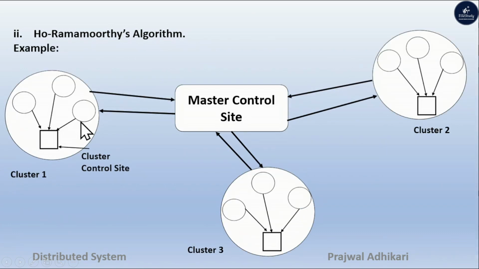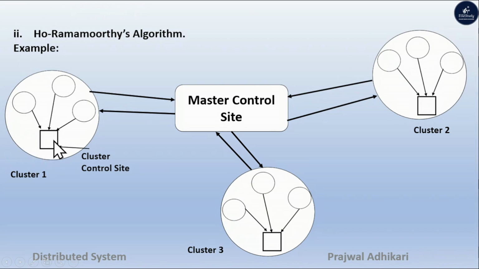In this example, there are 3 clusters and each cluster has its own processes. All the clusters are joined to the master control site. Each cluster has a cluster control site, which collects status tables from its cluster. This cluster control site uses the Ho-Ramamoorthy one-phase algorithm to detect deadlock in the cluster.